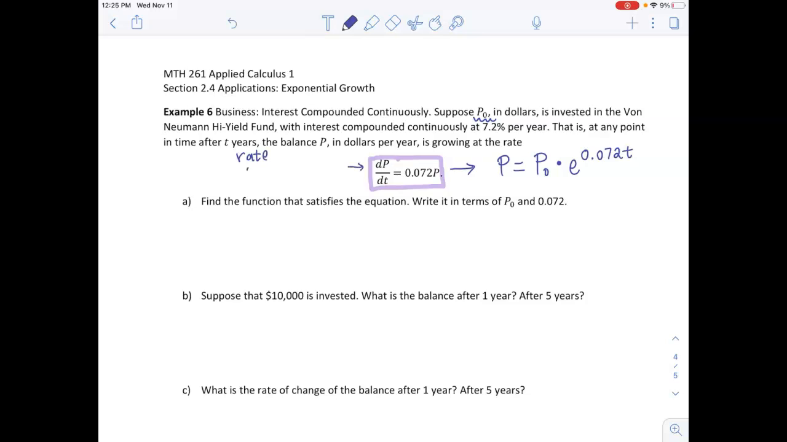So if I ever want to know the actual amount of investment, this is what I'm going to use. But if I want to know the rate of change, I will use the given equation. This is going to give us the rate of change, how fast our money is growing.